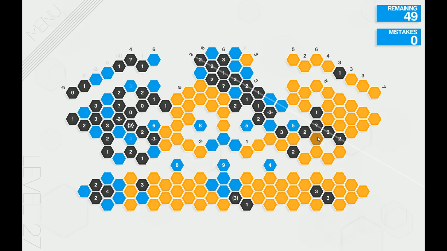Okay, for this 3, we know that all of those are going to be blue. Go ahead and deselect that 2. Let's look at this column. We have 1, 2, 3, 4, 5, 6. All these will be blue for this column. Let's see if we can work off of that. We have 1, 2, 3, 4.